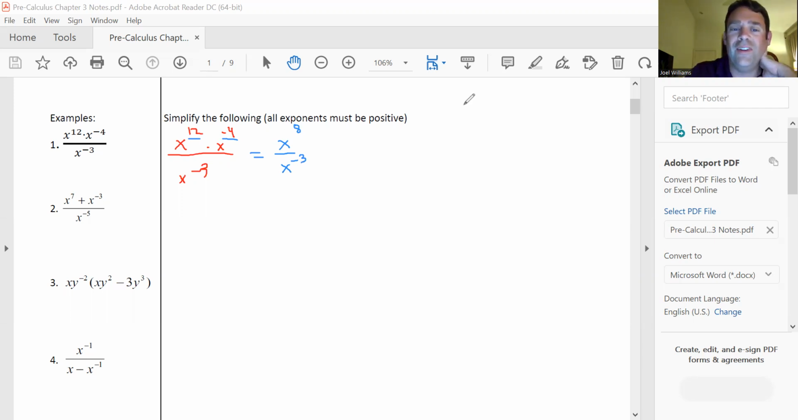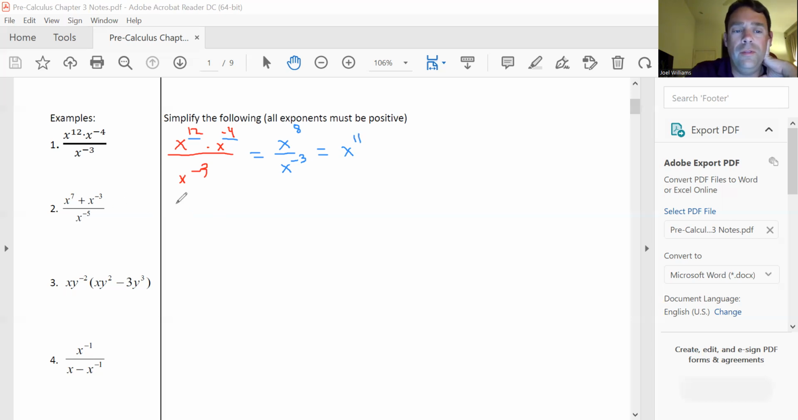And then the last thing there, friends, if we're dividing numbers with the same base, we're going to subtract our exponents. So 8 minus a -3 would be 11. So nothing too terribly horrible. We just want to make sure we add exponents when we're multiplying, subtract exponents when we are dividing.